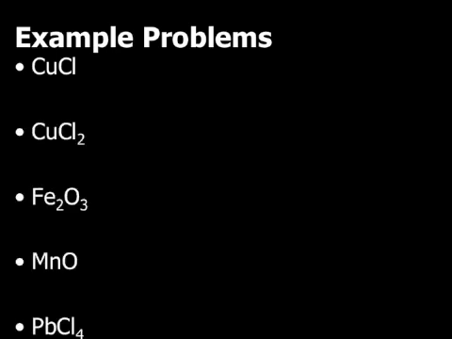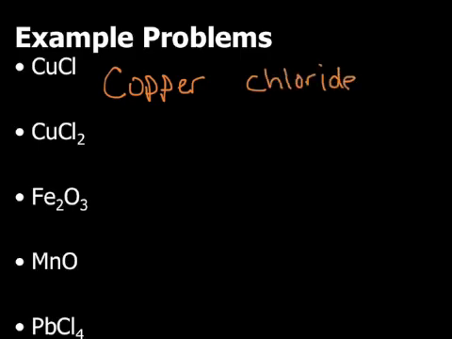So let's look at a couple example problems. Our first one is CuCl2. We still use the name of the first element, so we're still going to start with copper, and the ending is still chloride. But because copper is a multiple charge metal, and I'll give you a list of those for reference, we have to include a Roman numeral to tell us what the charge is.